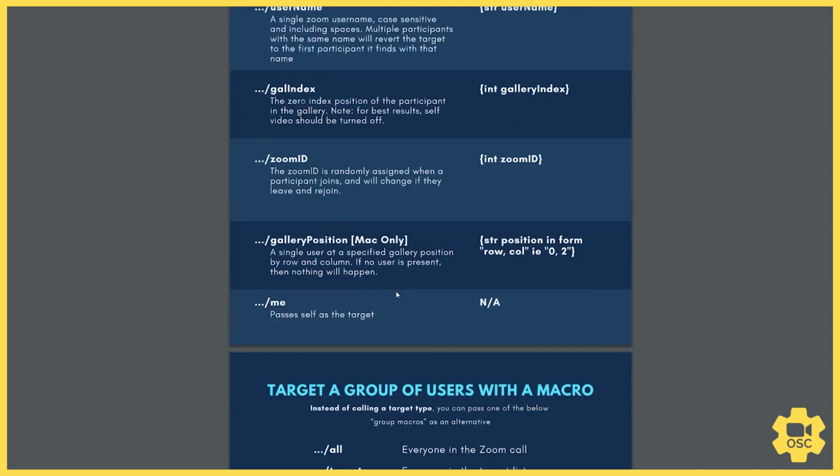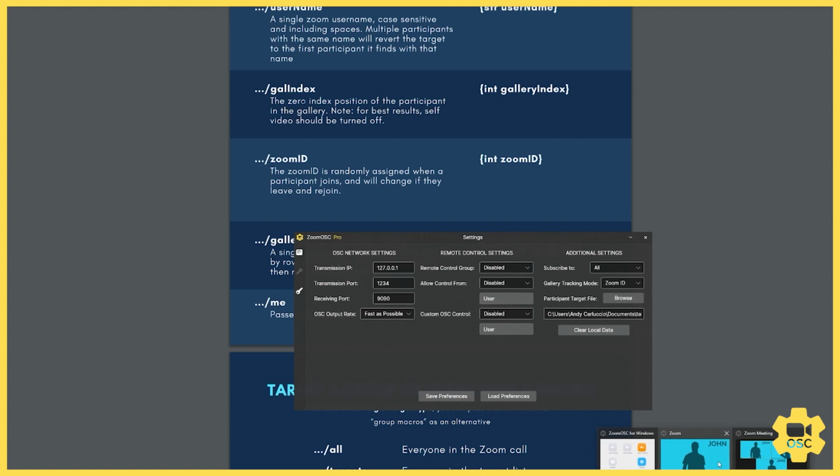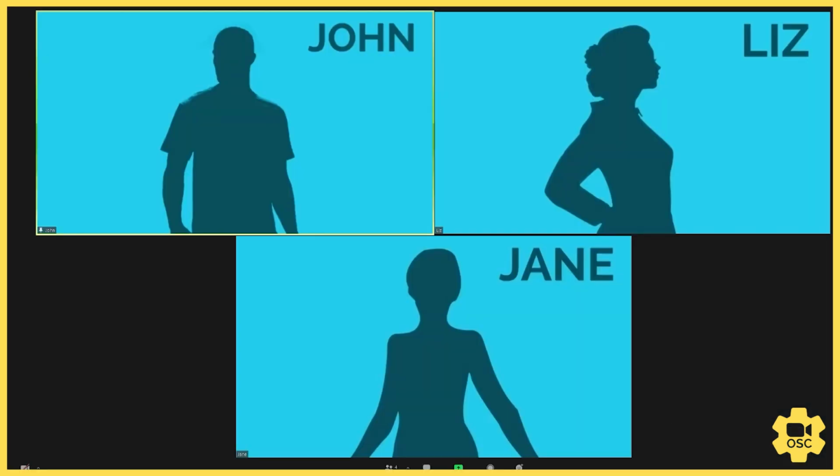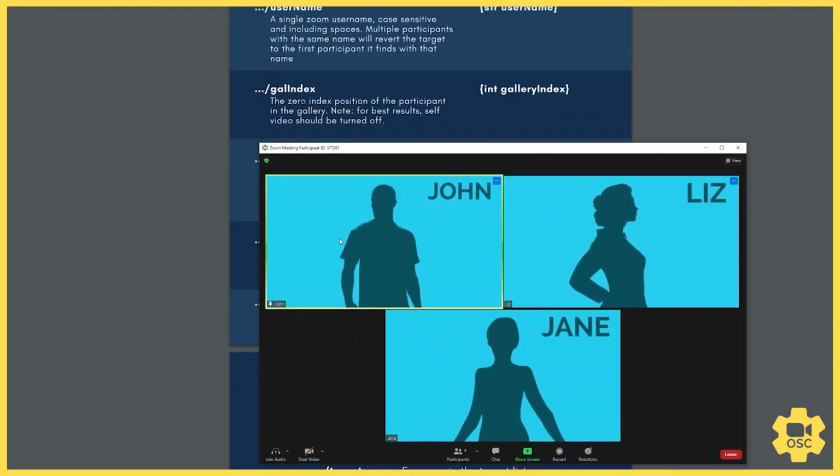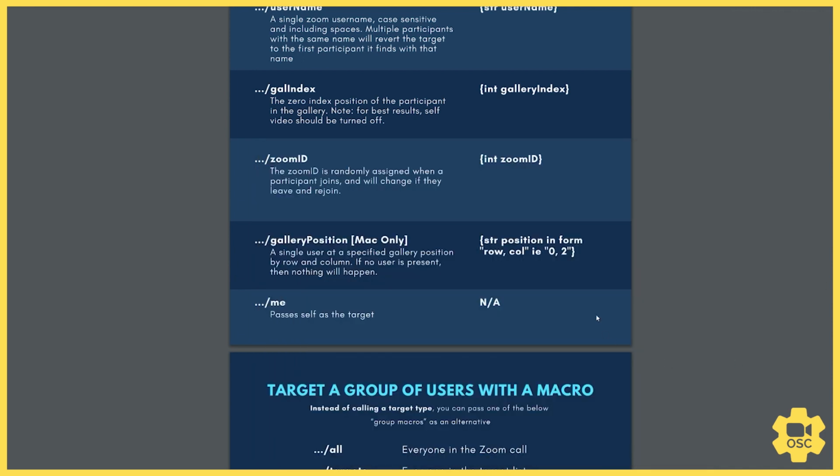Now, gallery position is a cool feature that we have on the Mac. This allows you to look at the gallery view again, and instead of just referencing that person by serializing or linearizing the gallery view and saying 0, 1, 2, you can actually say, I want the person in row 2, column 3. And that allows you to act on a specific action in a little more intuitive way than the gallery index. What's cool about the Mac is that it actually understands the shape of the gallery view, whereas the Windows version, we're still working on that feature. So it's a cool option in Mac that some people might enjoy.